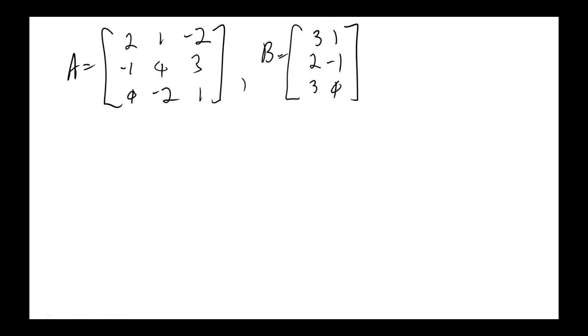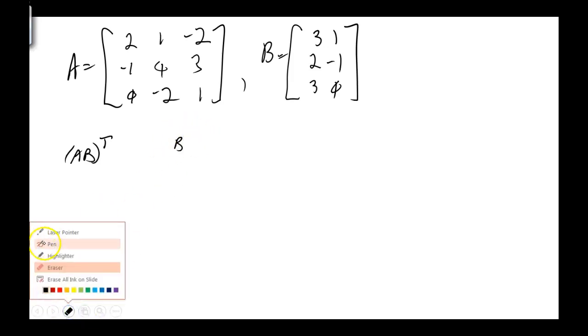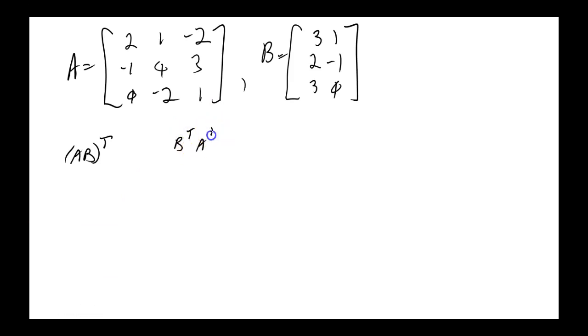It says to show that AB, what does the superscripted T stand for? Transpose. And B transpose A transpose are equal. Okay? So what's the first thing we've got to do in this one? First one. Multiply A times B. Can that even be done? Why?